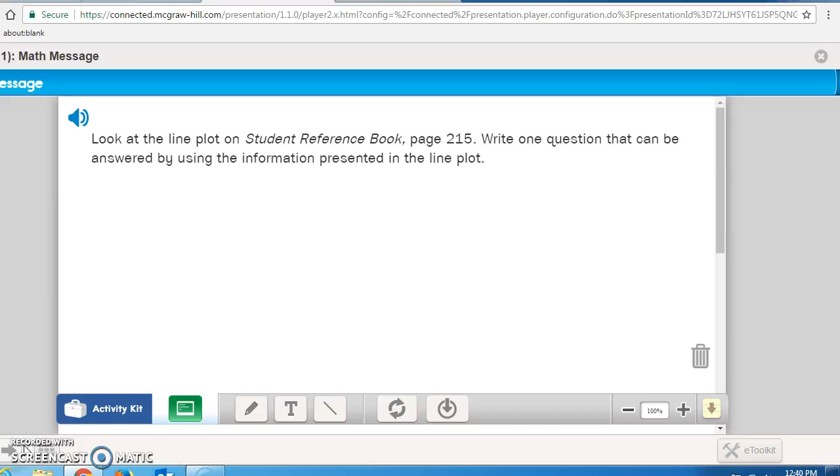My next question is, what is the measure of the longest insect? 3.5 inches. What is the measure of the shortest insect? 1 1/2 inches. What's the difference in the measures of the longest and the shortest insects? Difference means you're subtracting. Hopefully you notice that 3.5 minus 1.5 equals 2 inches.